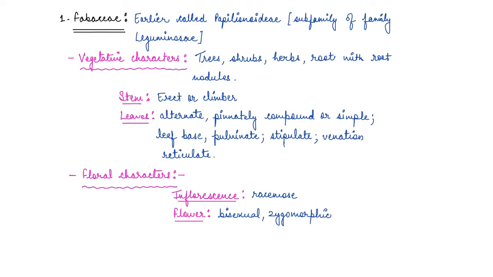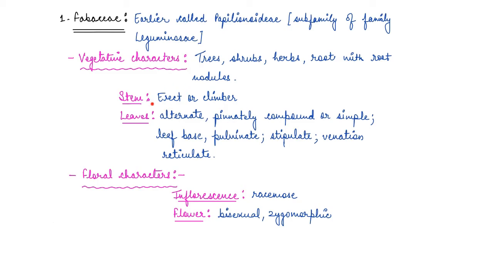So they were earlier called Papilionaceae, and they are basically a subfamily of the family Leguminosae. Now we'll see the vegetative characters, and we'll see the floral characters as well. The vegetative characters include trees, shrubs, herbs, and roots with root nodules, right?